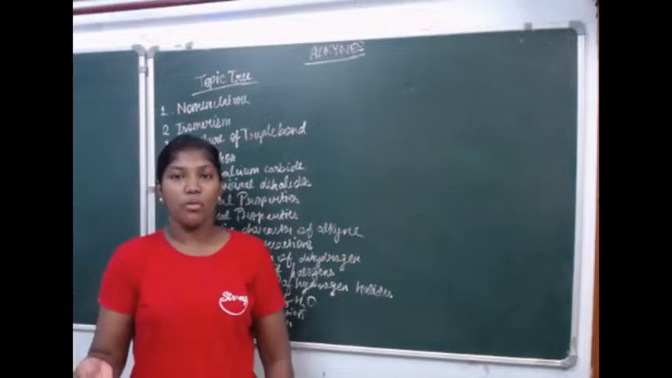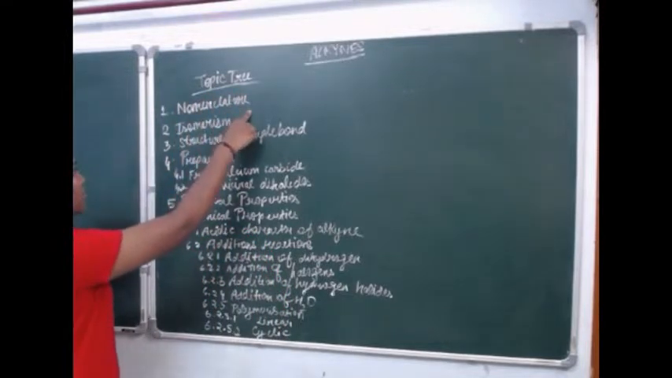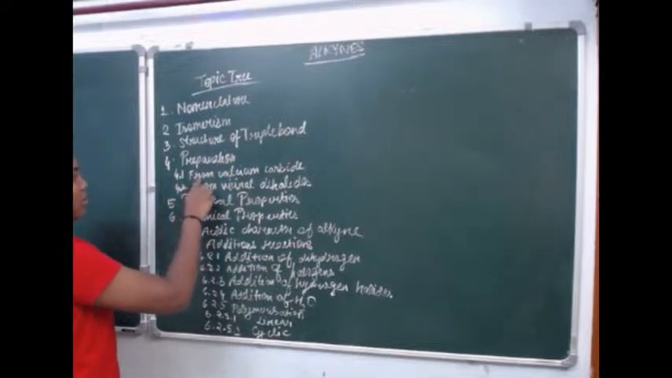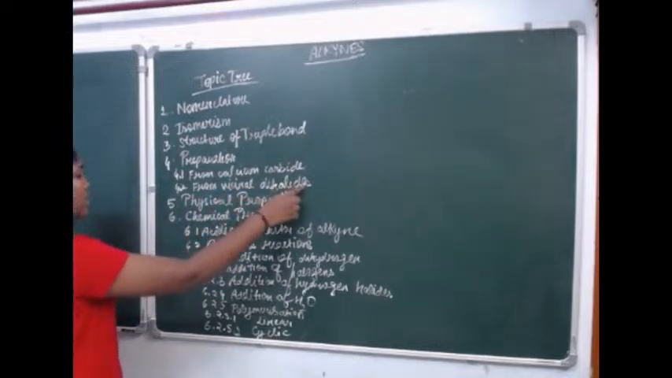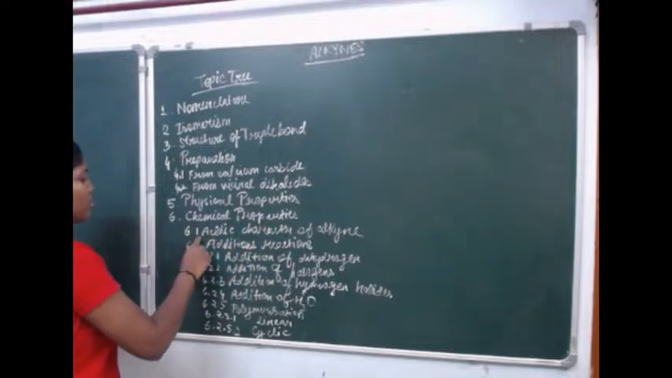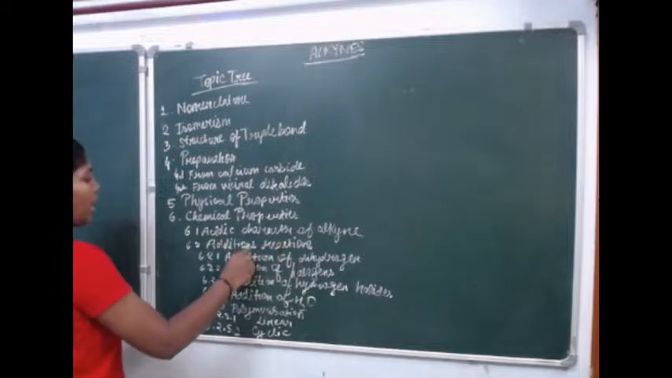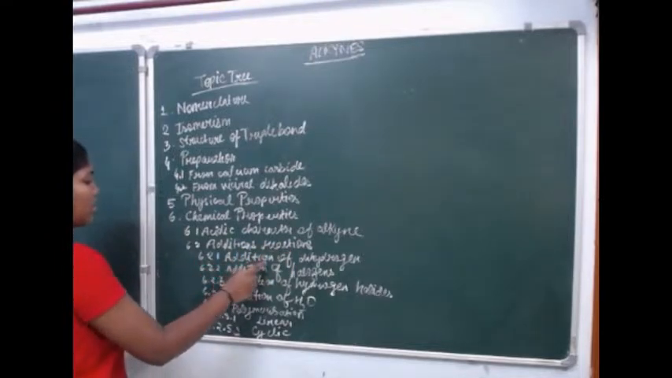We are going to discuss alkynes in the hydrocarbons. So the topic 3 is, first, nomenclature; second, isomerism; third, structure of triple bond; and fourth, preparation. 4.1 is from calcium carbide, 4.2 is from vicinal dihalides. Fifth is physical properties, sixth is chemical properties, and 6.1 is acidic character of alkyne. 6.2 is addition reactions, where 6.2.1 is addition of dihydrogen.